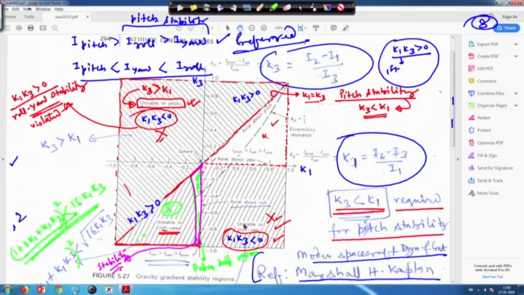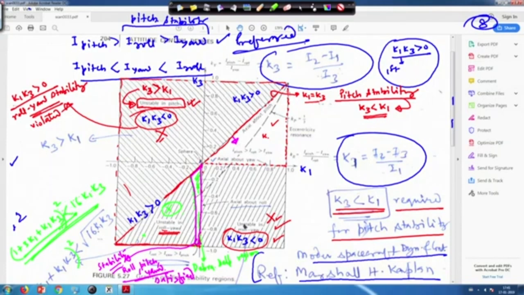And already we have seen that on the upper side pitch stability is not satisfied, but on the lower side, on this side, the pitch stability is satisfied. Therefore, in this region, all the Rolle, pitch and yaw stability, all of them are satisfied. Okay. So, this is satisfied. While here on this side, all the conditions are satisfied in this place.